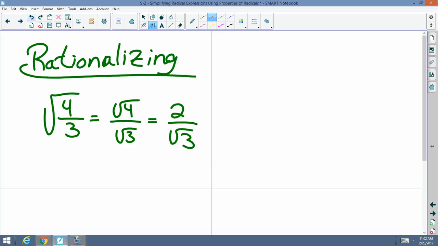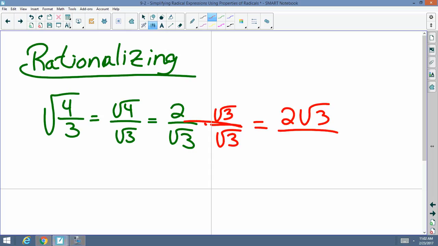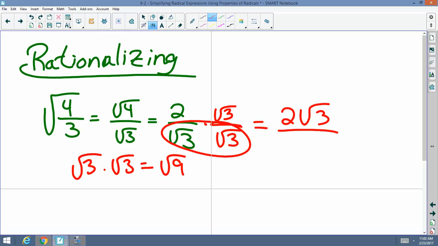So in order for you to get rid of that denominator radical, you have to multiply the same exact square root to both top and bottom. So if I multiply this by the square root of 3 over the square root of 3, check out what's going to happen. This is 2 times the square root of 3. But what's the square root of 3 times the square root of 3 equal, guys? Square root of 3 times square root of 3 equals the square root of 9, which equals 3.